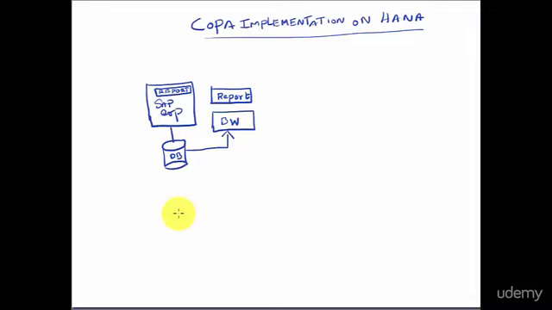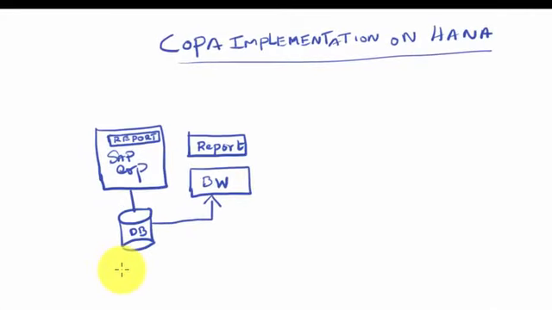In this topic, we are going to look at the COPA implementation on HANA as an agile data mart. Now, we took a look at what a COPA report is and where it lives. So this is the technical representation of how things currently work.